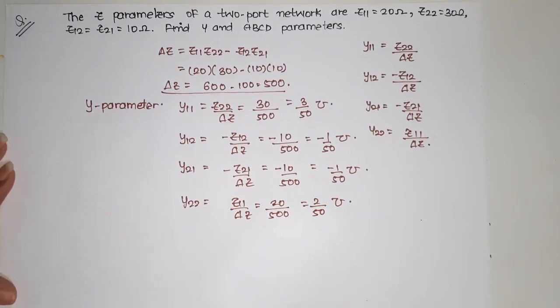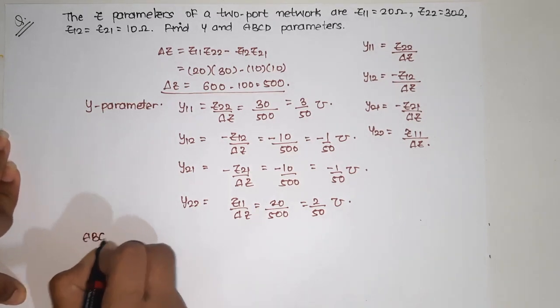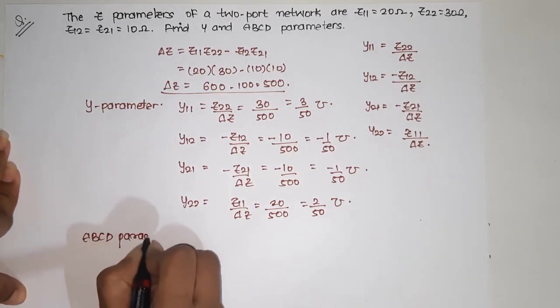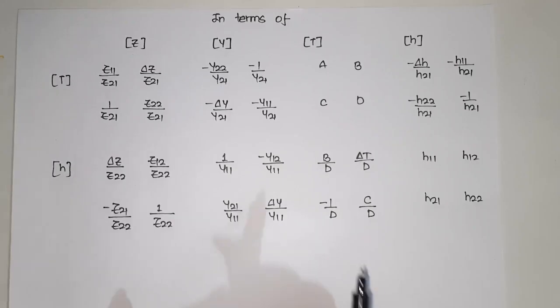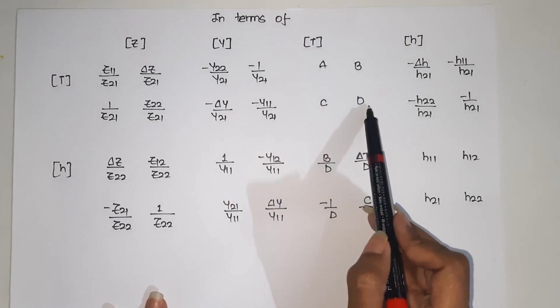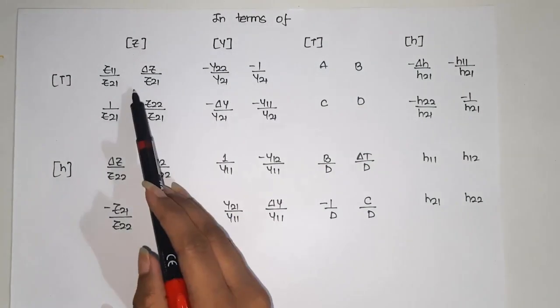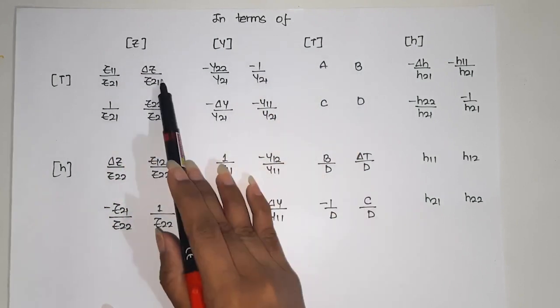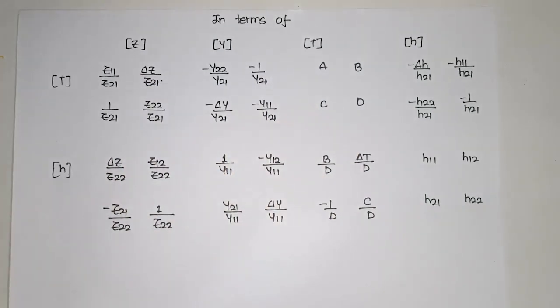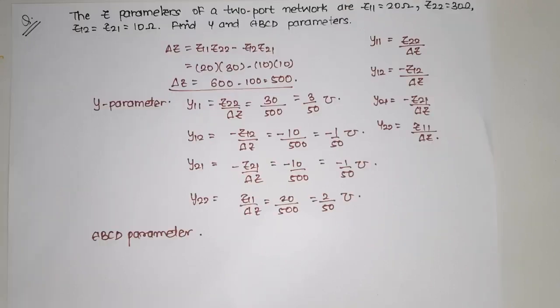Similarly, we have to calculate ABCD parameter. So ABCD parameter, let us see the chart once again. So as you can see over here, ABCD parameter हमें चाहिए. So अगर हमारे पास Z parameter है तो these are the formulas that we'll be using. So A is equals to this, B is equals to this and so on. So let us write that in our solution.